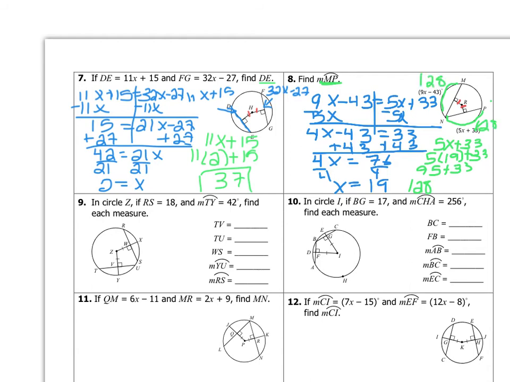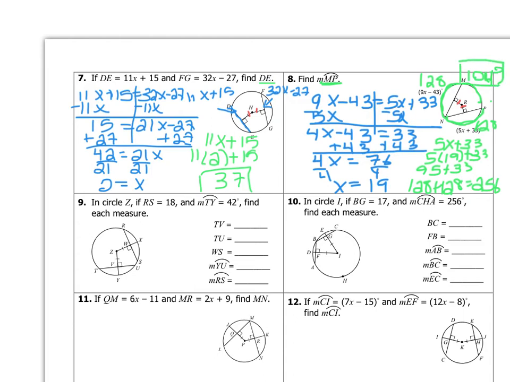If we add those two together, 128 plus 128, you get 256. That's how much this whole thing is. So subtract that from 360, and you'll get that this piece right here is going to be equal to 104 degrees. That's your answer.